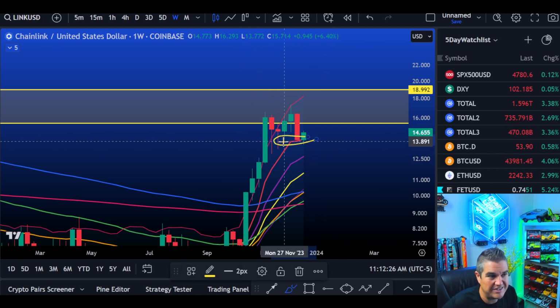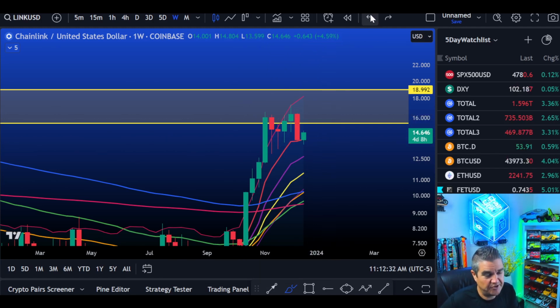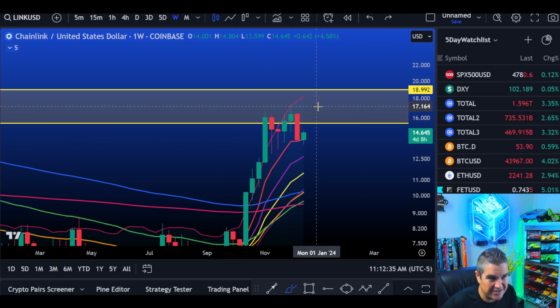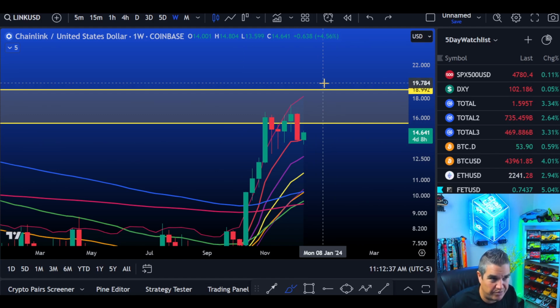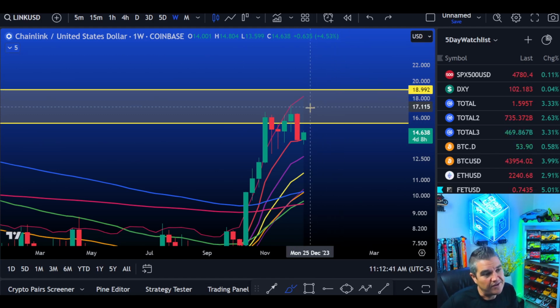You want to be looking for coins still above all their moving averages. Chainlink is happily included in that category, right? So that's what you're watching for. On the weekly chart, resistance here until proven otherwise. All we gotta do is break above 19 to 20. We can really pick up steam.